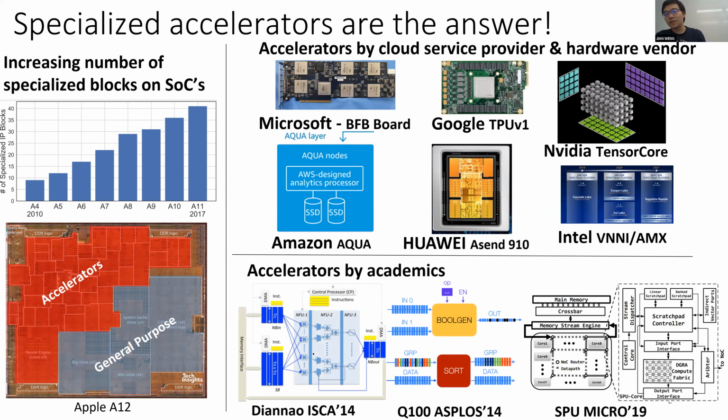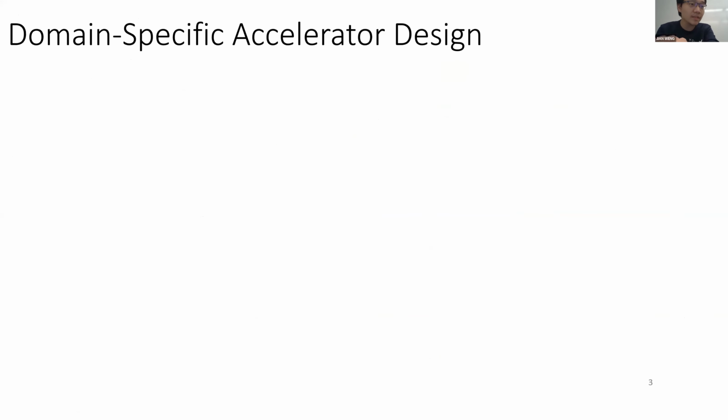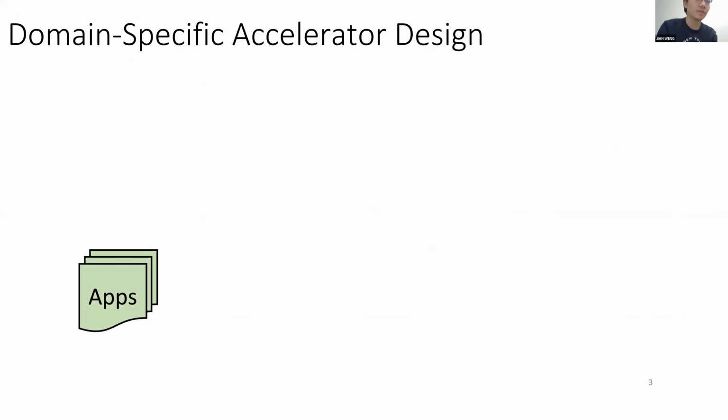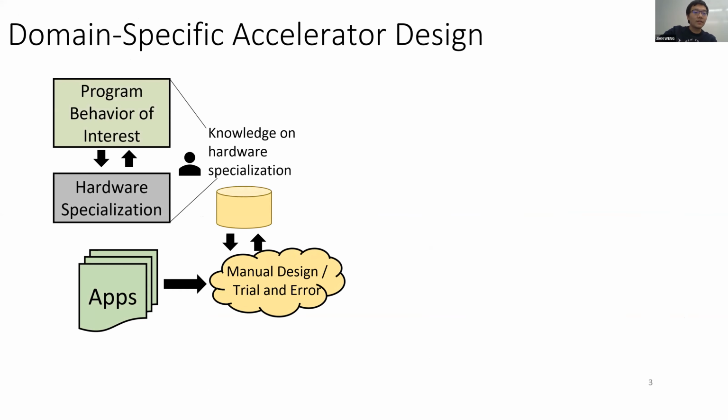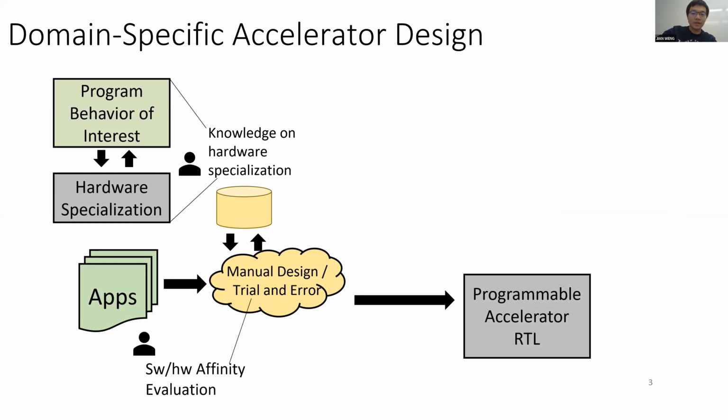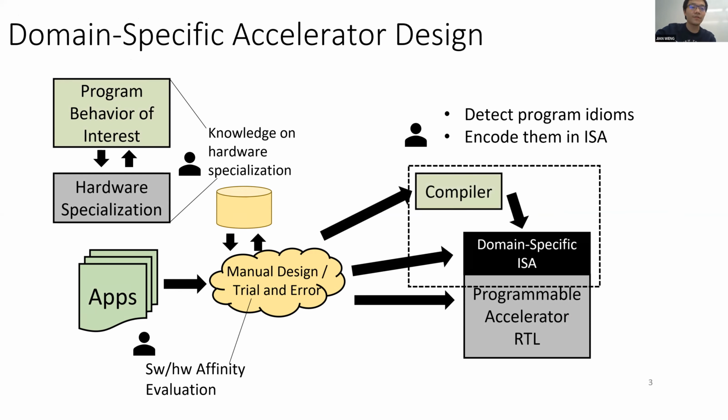So how are these accelerators designed? Designing a domain-specific accelerator starts with a set of target applications, and the developers study the program behaviors of interest and use their knowledge to develop specialized hardware mechanisms, implement them and evaluate. Since it's a programmable design, the software-hardware interface should also be considered, as well as the high-level abstraction and the compilation techniques. It is a human effort-intensive process.